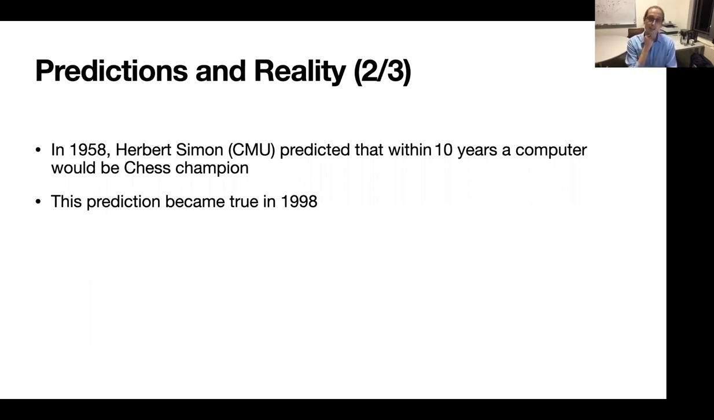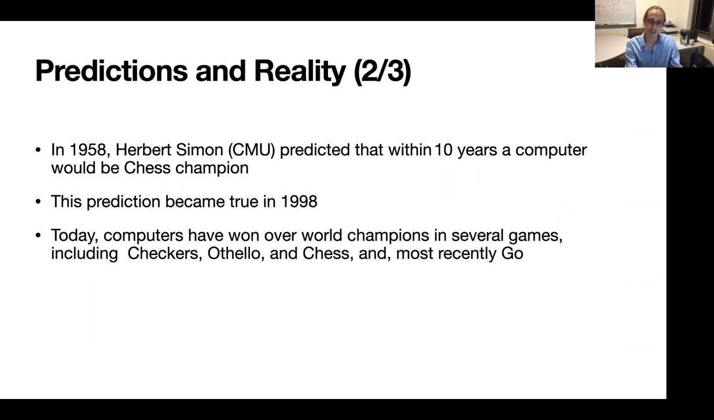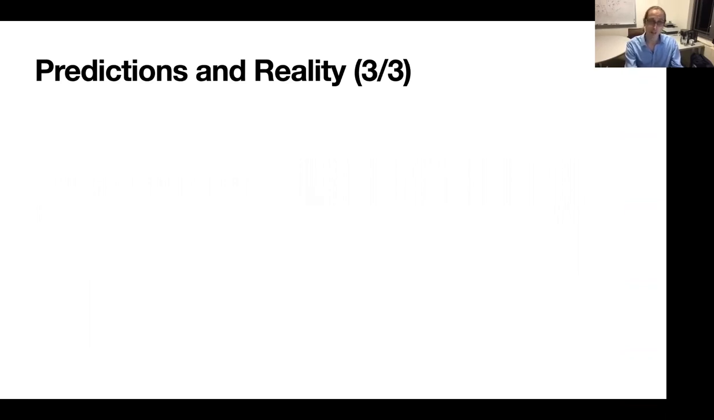In practice, the problems seem to be much harder than we think initially. For example, the game of chess was a particularly hard problem that took around 40 years to crack. And today we have computers that have won over world champions in several games, not just chess, but also checkers, Othello, and even more recently Go, with AlphaGo from DeepMind.